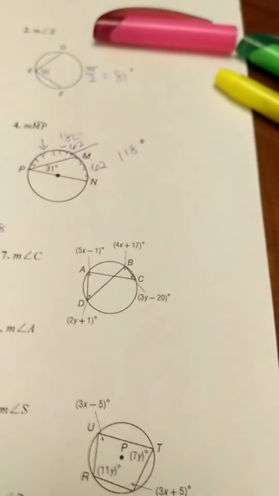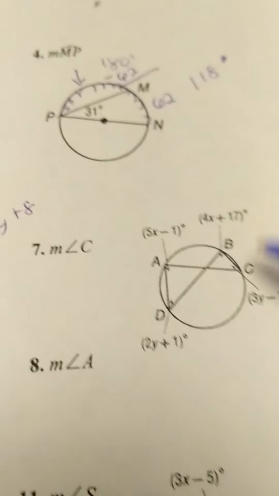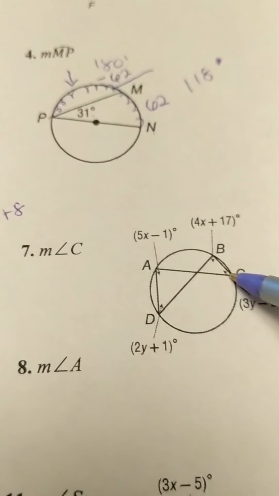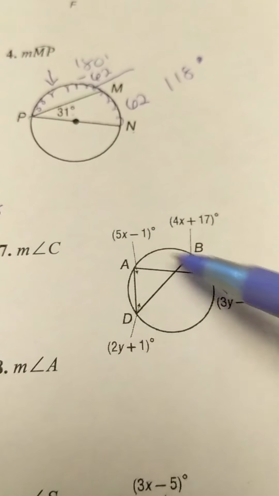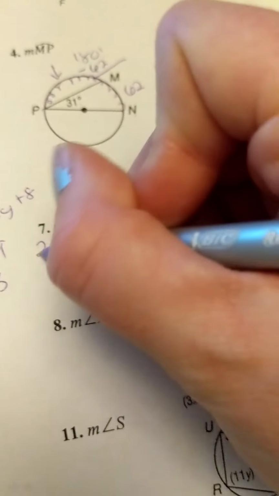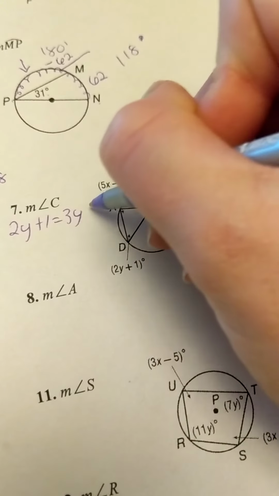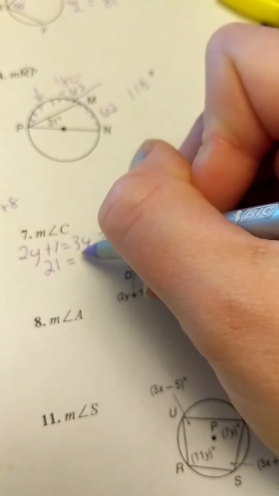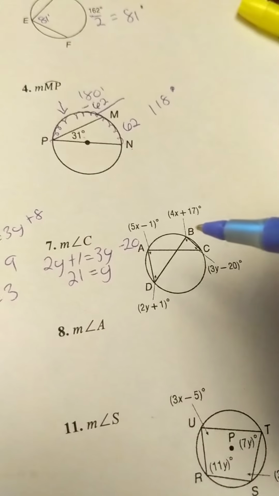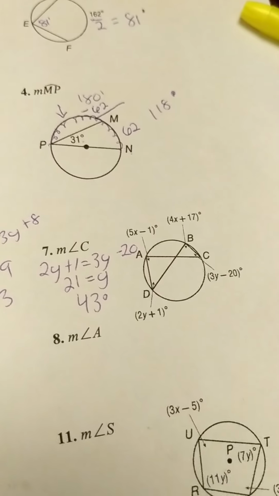Number 7 will be that same kind of way, that in order to find angle C, which is right here, we can see that opens to arc AB, which is also angle D. So I'm going to be able to set 2y plus 1 equal to 3y minus 20. Add the 20 to that side, subtract the 2y, we get y is 21. Plugging back in, we get 43 degrees.